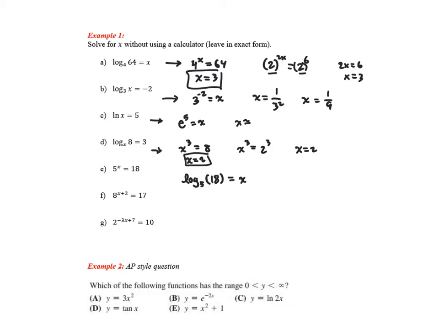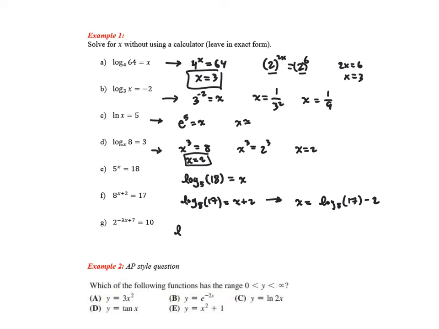Okay, let's do the same thing here for f. That would be log base 8 of 17 is equal to x plus 2. When I isolate x, that means x would equal log base 8 of 17 minus 2. In exact form, that's good enough.